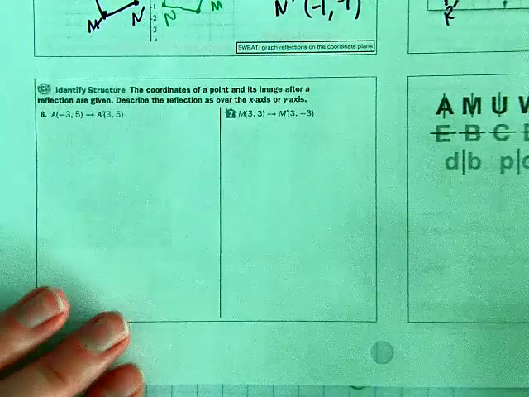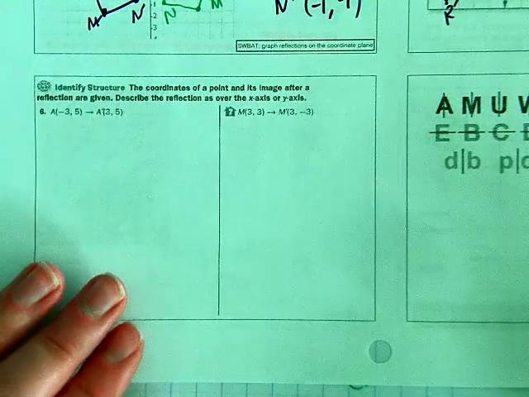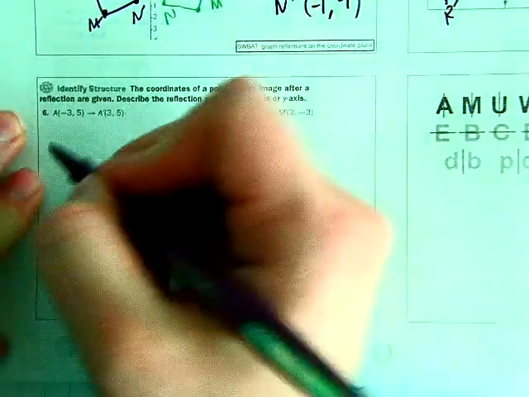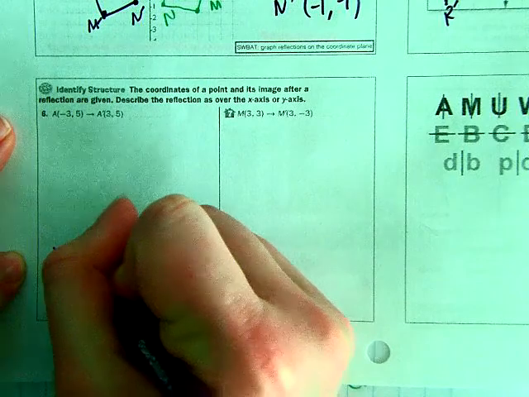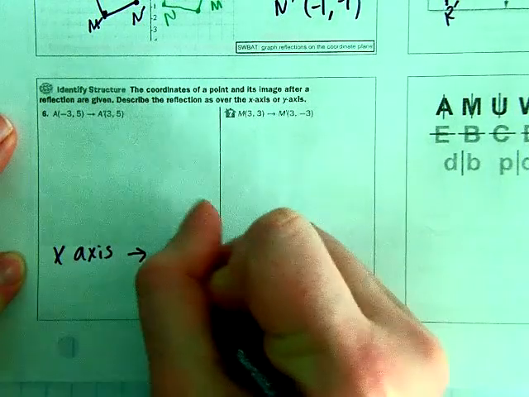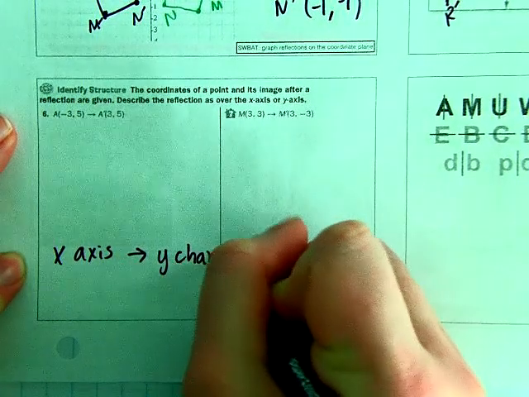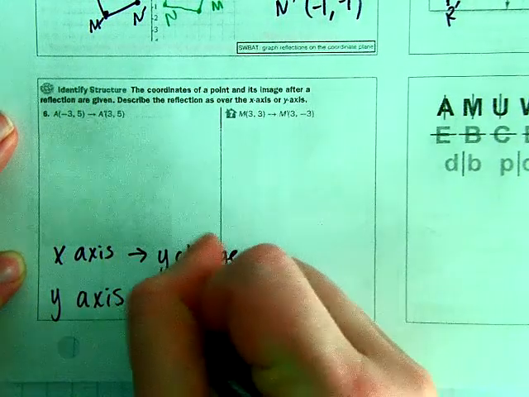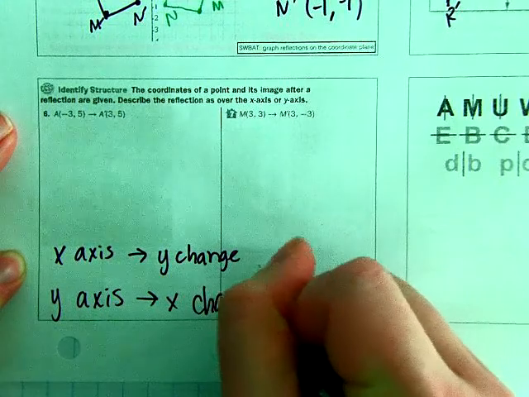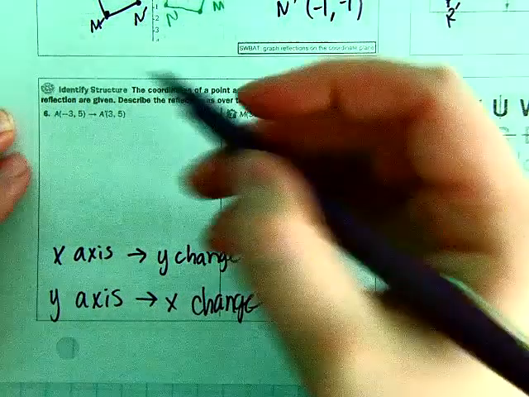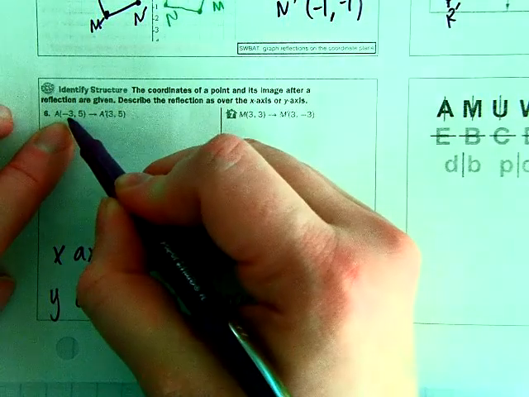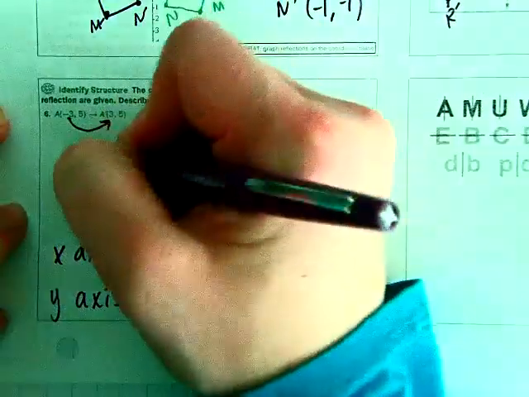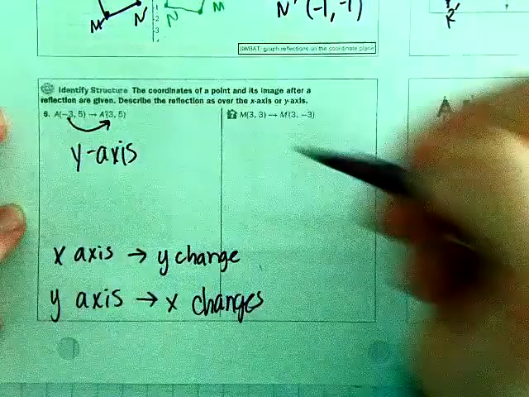The coordinates of the point and its image after reflection are given. Describe the reflection. Is it over the x or is it over the y? So just remember, reflection over the x-axis, the y changes. Reflection over the y-axis, the x changes. So here, the x went from -3 to 3. So since the x changes, it's the y-axis. The y stayed the same.